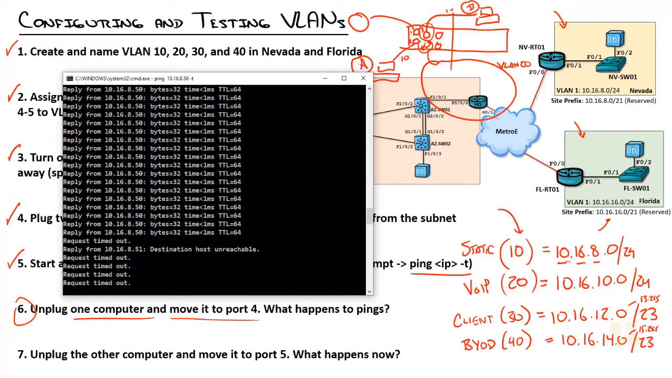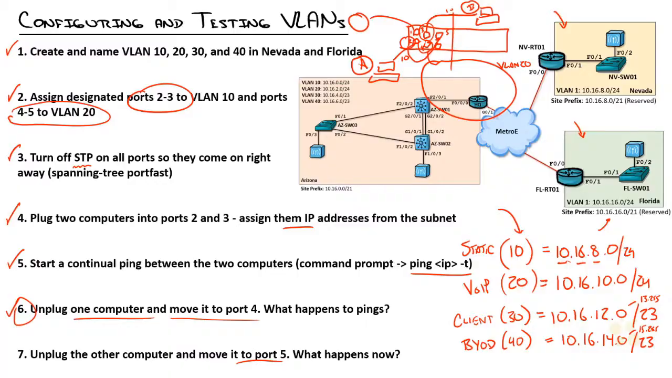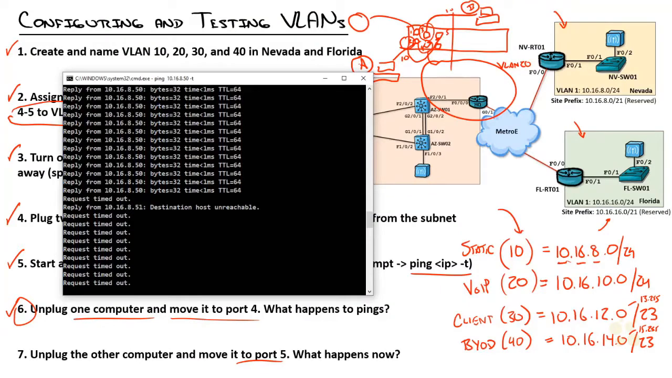Now, okay, let's go down a little bit more. Step 7, unplug the other computer and move it to port 5, which is right there, right? So I'll move my Mac from port 2 up there to port 5. And why is that a big deal? Well, port 5 should be in VLAN 20, right? So you're thinking what I'm thinking, right? If that happens, then these pings should come back up. So let's get it. I'm going to have that going.